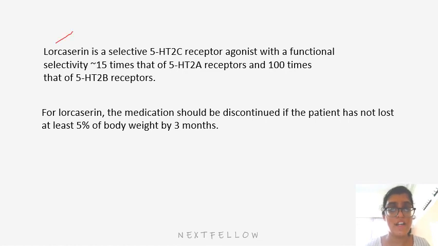Lorcaserin is a selective 5-HT2C receptor agonist with a functional selectivity of 15 times more than that of 5-HT2A receptors and 100 times than that of 5-HT2B receptors. For lorcaserin, the medication should be discontinued if the patient has not lost at least 5% body weight by the period of 3 months of treatment.